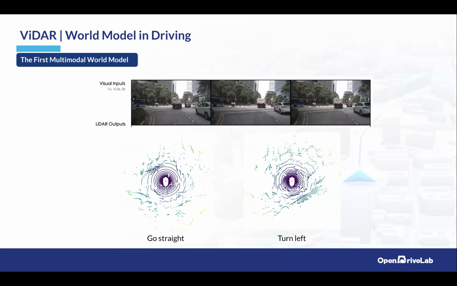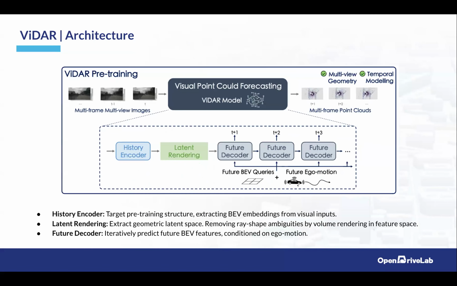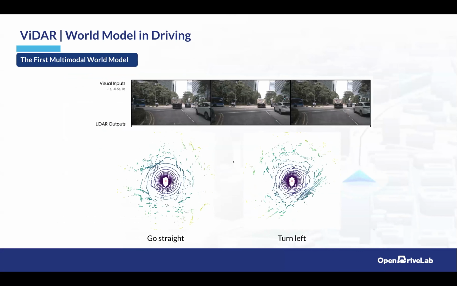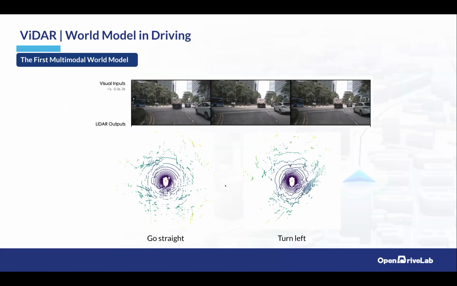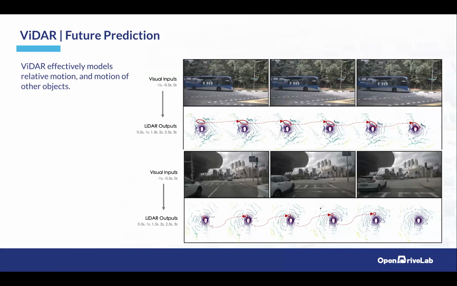These are the results, and as you can see, we inject action conditions here as future ego motions, and so we can condition these ego motions as a decoder input. In this example, we can condition this as go straight or turn left, and the future LiDAR prediction can behave similarly to the commands. It can also effectively model relative motion because we explicitly build the correspondence between LiDAR points and these objects.